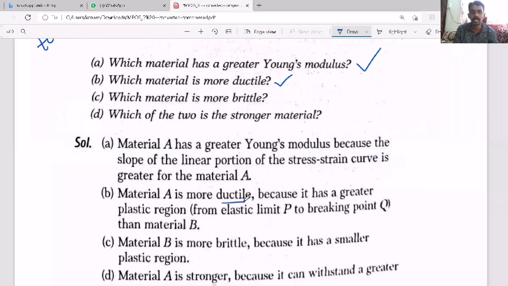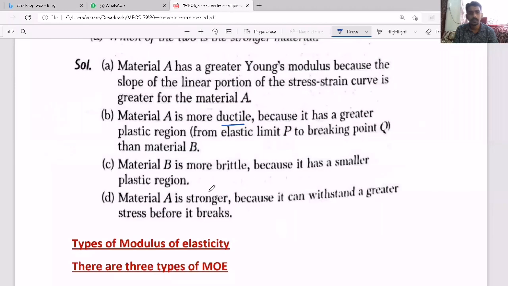So material A is ductile because it has a greater plastic region. So the greater the plastic region, the more ductile it is. Otherwise it is brittle, comparatively only. Comparatively you can say one is brittle, one is ductile. Now material B is more brittle. Of course, A is ductile means obviously B is brittle.